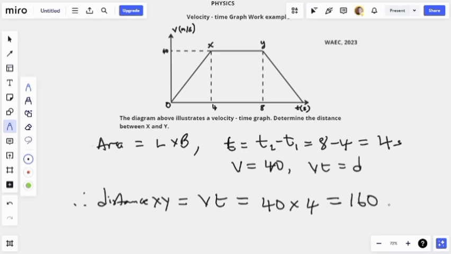And our unit is meters. So the answer to this question is 160 meters. So the distance between x and y is 160 meters. Thank you.